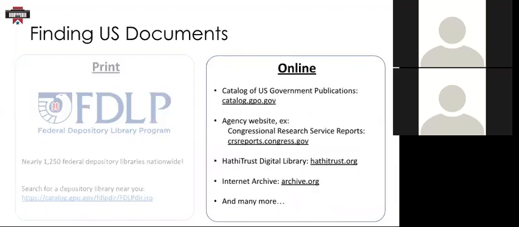And there are also many online options depending on what sort of document you're looking for. For example, HathiTrust and Internet Archive are good sources for historical US documents, for example, the US serial set. For recent documents, the federal agency's website can be a good source, for example, Congressional Research Service reports. I've listed a few resources here that we refer to frequently. This is not a comprehensive list, just some good places to get started if you're looking for documents online. So let's look closer at some strategies to find US documents.